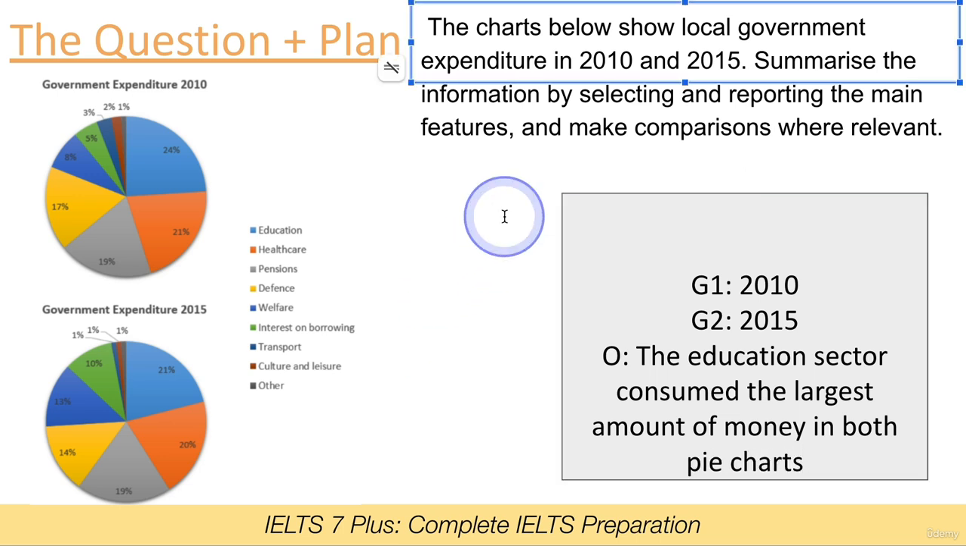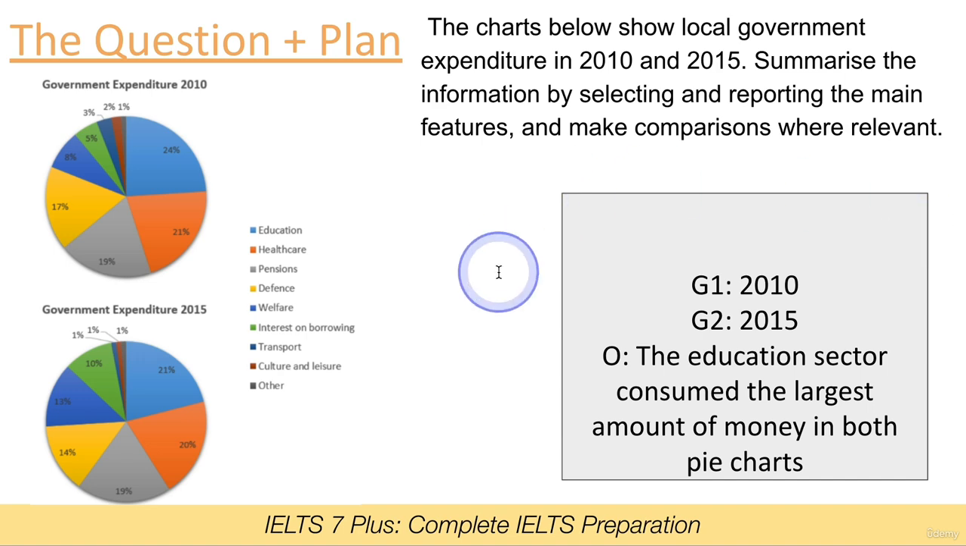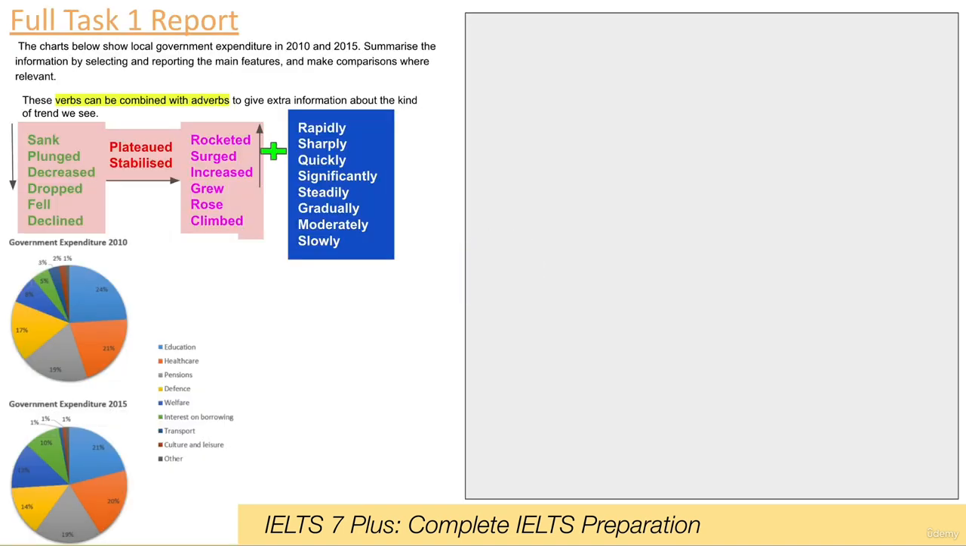So for our overview, we're just making a sweeping statement that we're going to set up the essay with, and then later we can think about going into detail and drawing numbers from the charts. But just for now, that keeps us on track. That makes doing our write-up even easier and simpler. Okay, so let's go to the write-up itself.